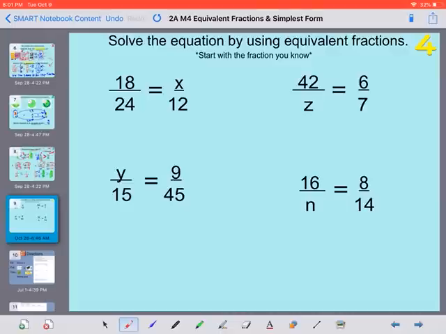Next, it says solve the equation by using equivalent fractions. So we already know this fraction here. It says start with the fraction that you know. We know that's 8 over 24. We need to figure out what would go here to make them equal. So from 24, it says again start with the fraction you know, this one over here on the left. From 24 to 12, well, we're getting smaller, so we're not multiplying, we are dividing. 24 divided by 2 would give us 12. So if we're doing that on the denominator, we have to do the same in the numerator. 18 divided by 2 is 9. So that fraction would be 9/12.